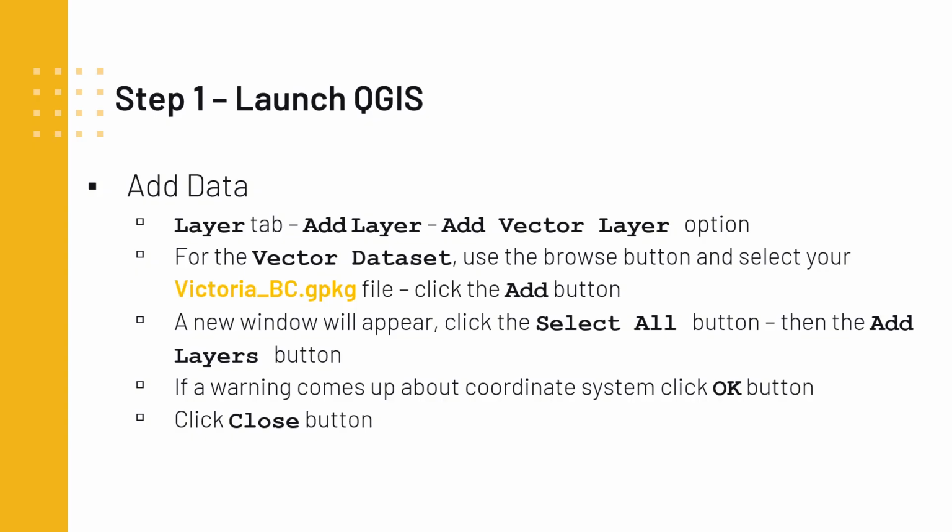A new window is going to appear. You're going to choose Select All. So this is going to select all of the layers that are available from this geopackage. Then click the Add Layers button in the bottom right corner. You may notice a warning comes up about the coordinate system. Just click OK. The window will disappear, and then you can click the Close button to close the main window that you opened.